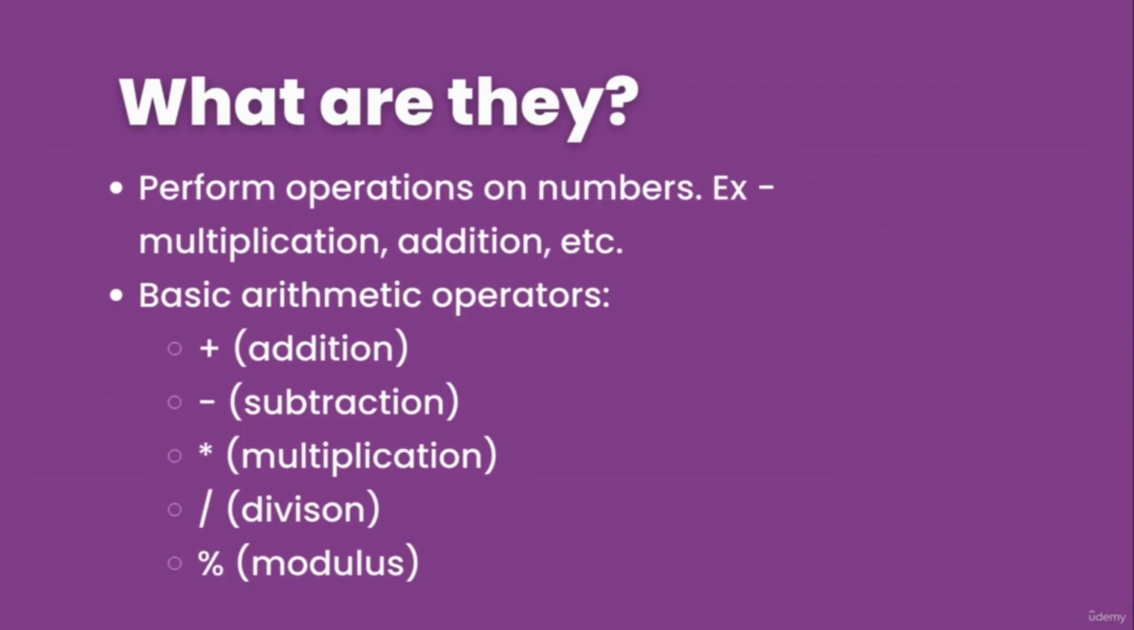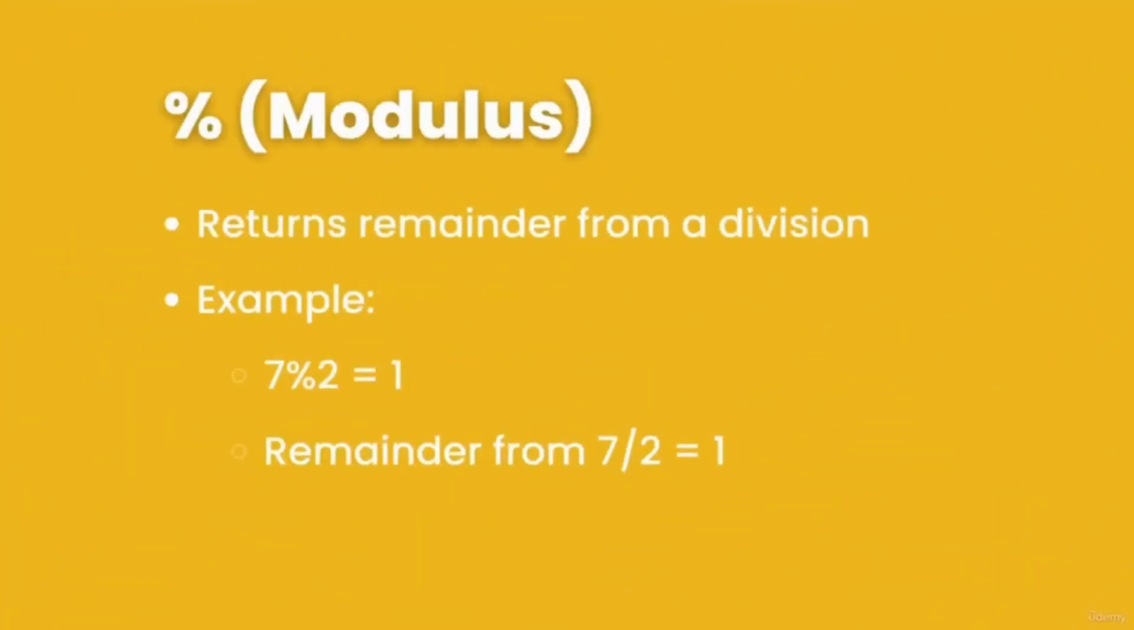The basic arithmetic operators are the plus sign for addition, the minus sign for subtraction, an asterisk for multiplication, a forward slash for division, and a percentage sign for the modulus operator. The modulus operator returns the remainder of a division. For example, 7 mod 2 would be 1, because when you divide 7 by 2, the remainder is 1.